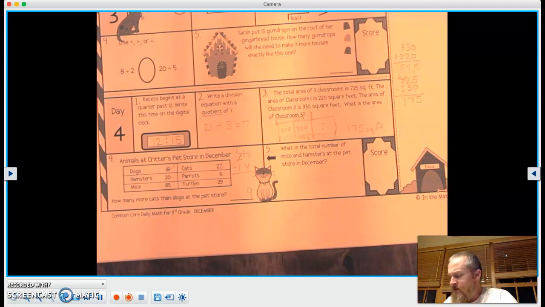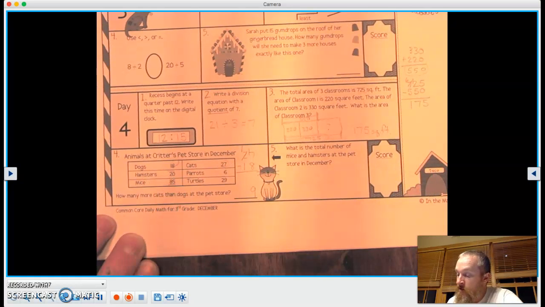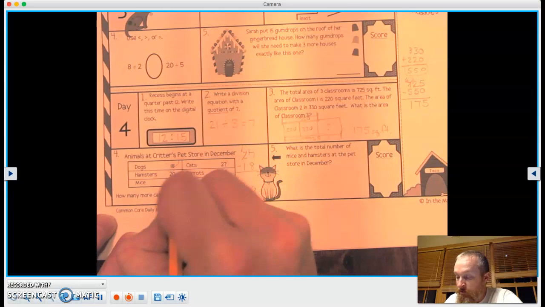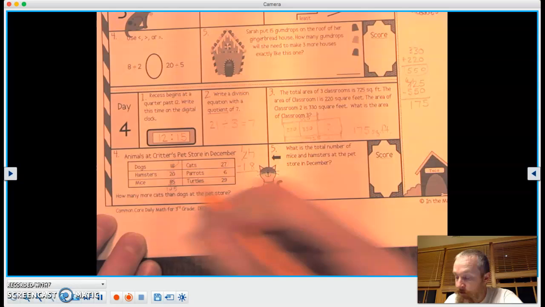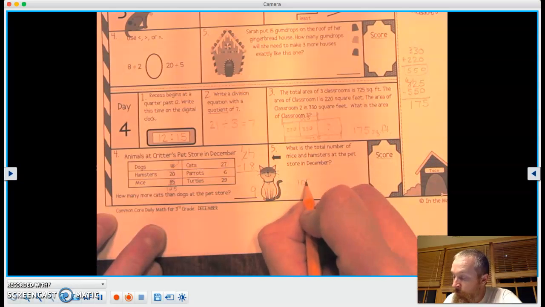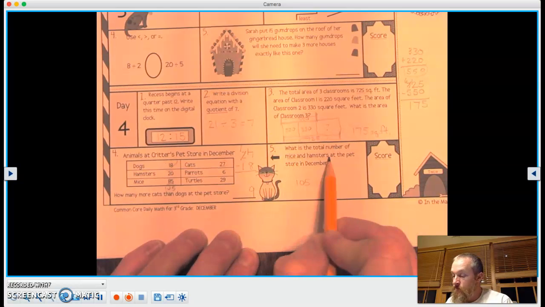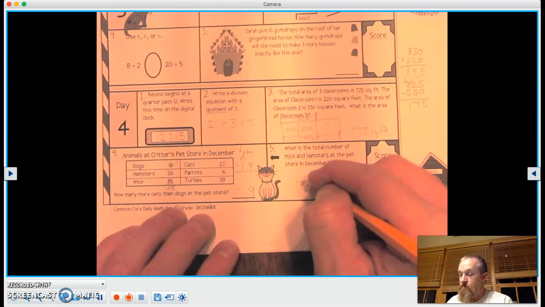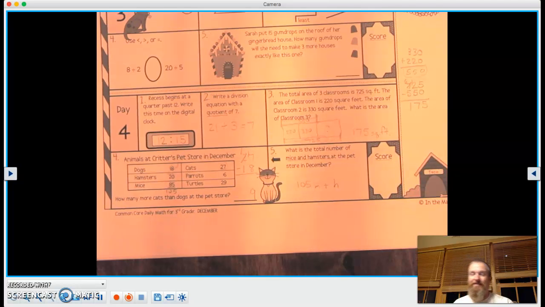Number 5 says, what is the total number of mice and hamsters at the pet store in December? So let's look at mice and hamsters. And we're going to add those 2 together. So 0 plus 5 is 5. 8 plus 2 is 10. So there is 105 mice and hamsters. 105 mice and hamsters.